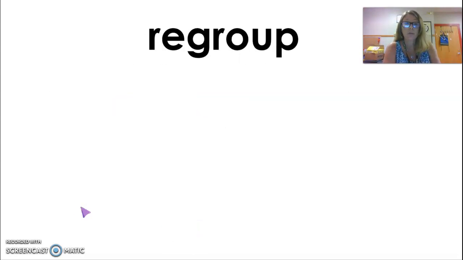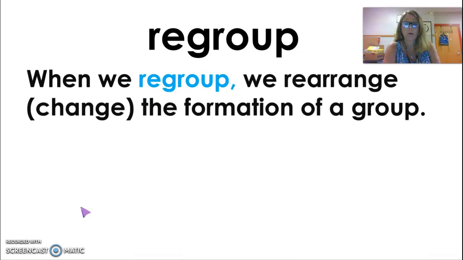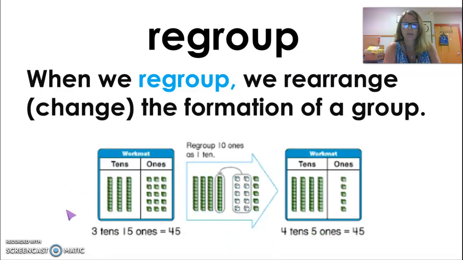Our next word is regroup. When we regroup, we rearrange or change the formation of a group. Let's take a look at this picture. In this side, we have 3 10s and 15 ones. That equals 45. We regroup 10 ones as 1 10. Now we have 4 10s and 5 ones. Still equals 45.